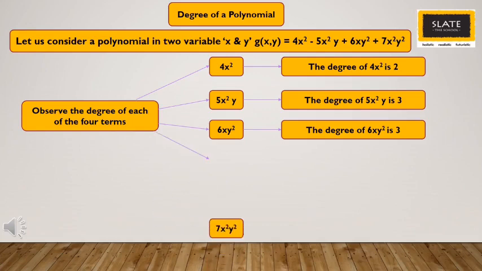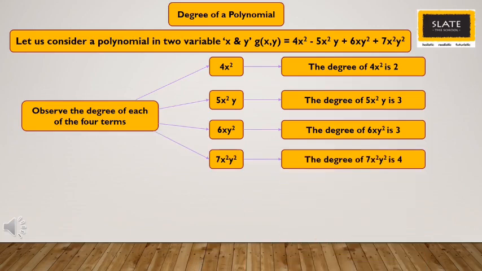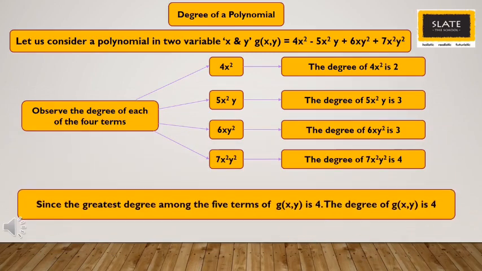And the fourth term is 7x square y square. Here exponent of x is 2 and exponent of y is 2. Sum of exponents of these two variables is 2 plus 2, which is equal to 4. Here 4 is the degree of the term 7x square y square. Now if you observe the degrees of all the terms, the highest degree is 4. So the degree of given polynomial g of x comma y is 4.